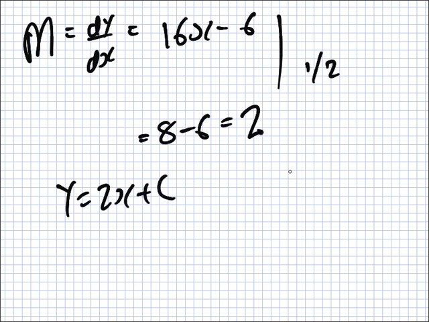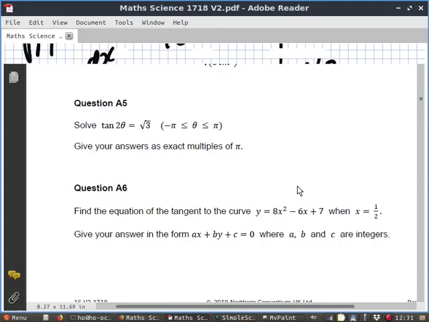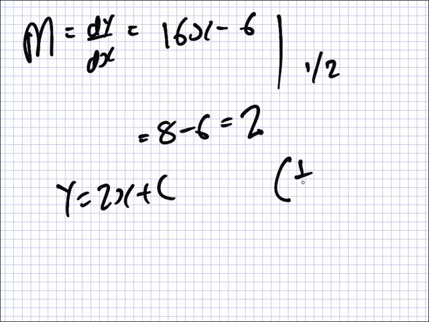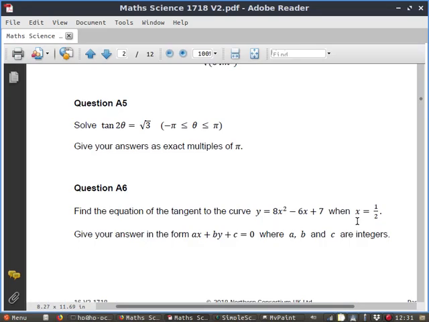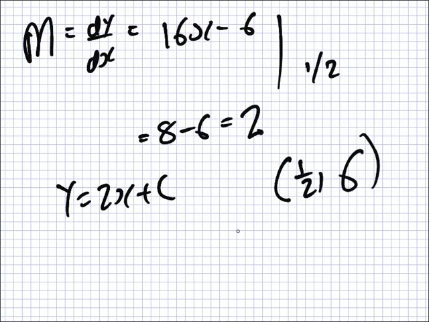But how do we get the c? We use a point. What point do we use? Well, we know x is a half, don't we? We figure out what y is. How can we do that? Substitute in. And it'll be 8, that's 2, 2 minus 3, 6. So you get 6 equals 1 plus c. So c is 5?